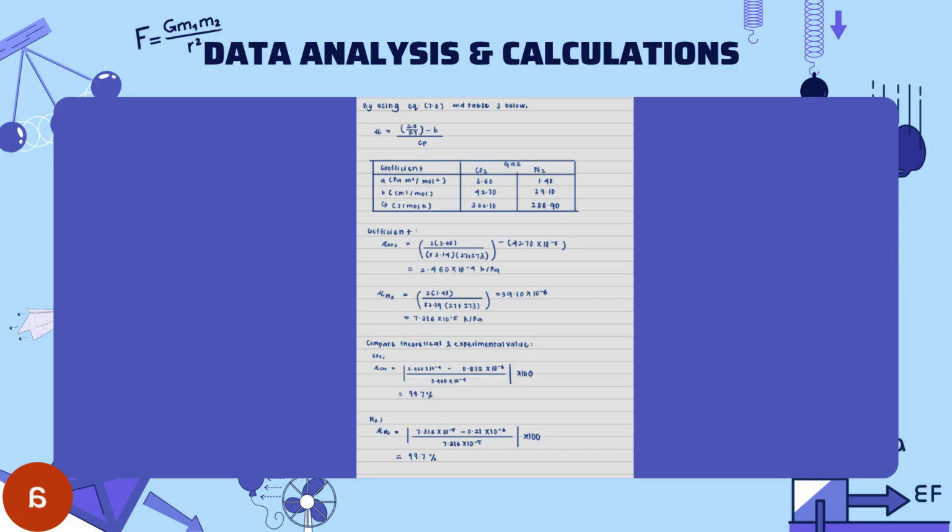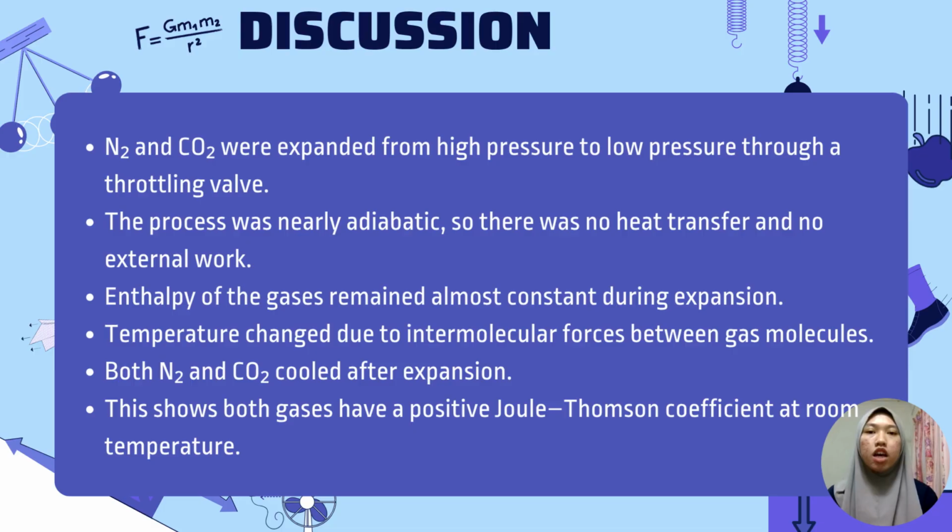By using equation 7.6 and Table 3 below, we need to find the coefficient for CO2 and N2. After we get the coefficient, we can compare the theoretical and experimental values of CO2 and N2. As for the discussion, I will just briefly summarize the main points.